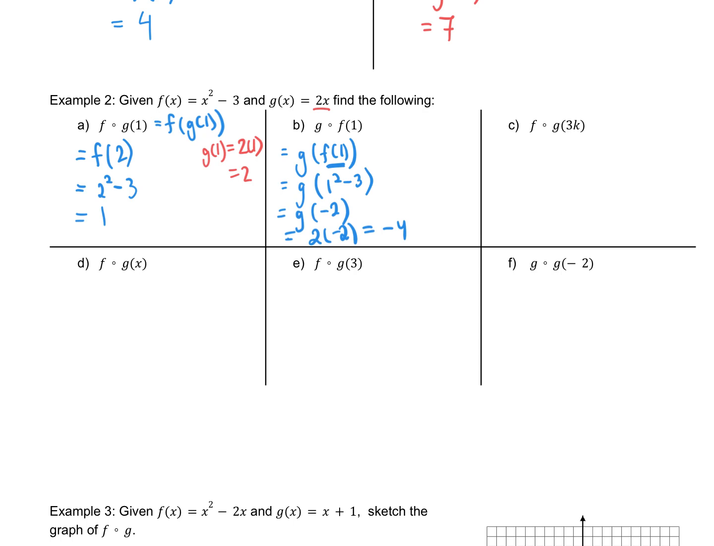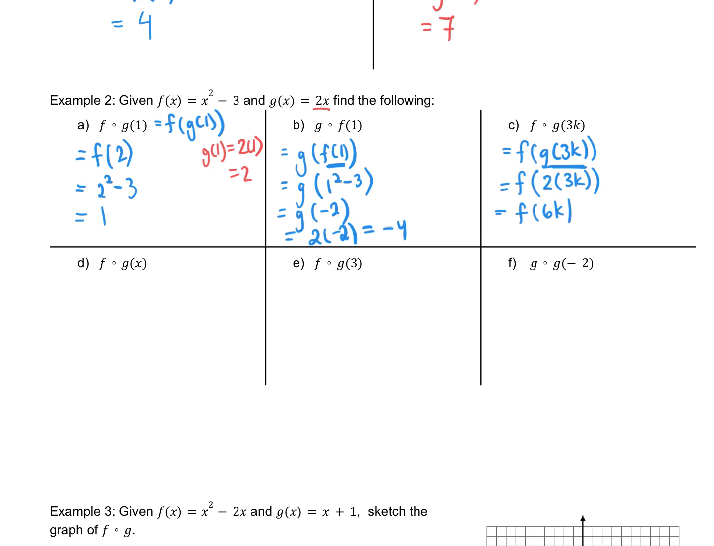Next, f of g at 3k. So we're not actually solving for a value here. We're just cleaning up an expression. So this is f at g at 3k. So we're working from the inside out. We need to start with g at 3k. So that means I'm going to do 2, and instead of x, I'm going to put 3k. So that's f at 6k.